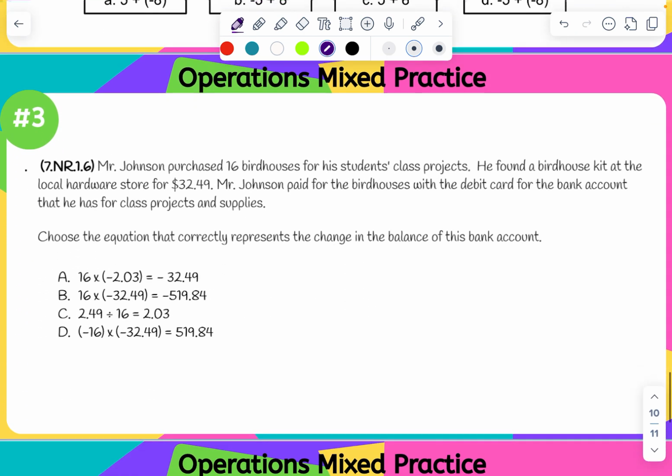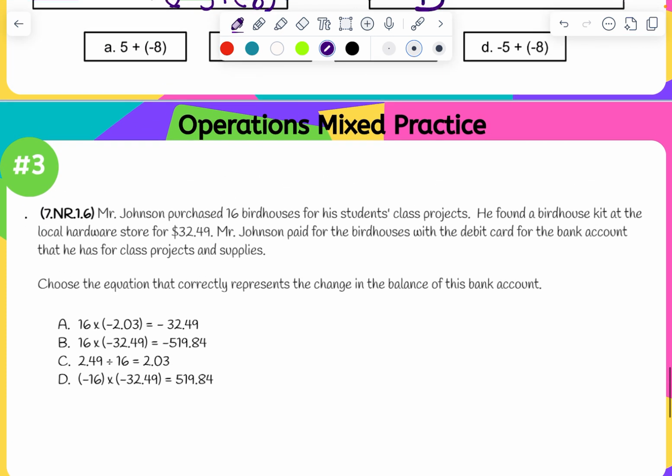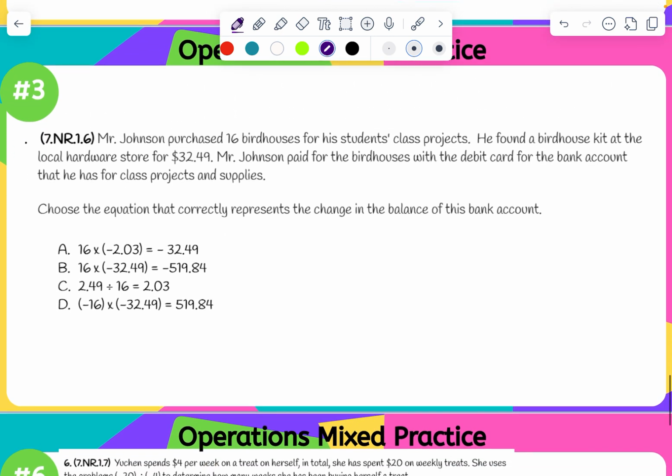All right. Pause again. Again, make sure you're pausing as you need to. Now we're on the operations mix practice, and I have 2 of those, and then we're done. Mr. Johnson purchased 16 birdhouses for his students' class projects. He found a bird kit at the local hardware store for $32.49. He paid for the birdhouses with a debit card for the bank account that he has for his class projects. Choose the equation that correctly represents the change in the balance of his bank account.